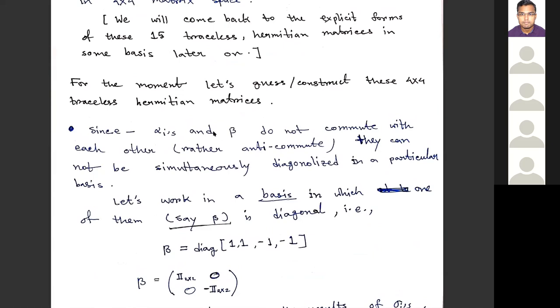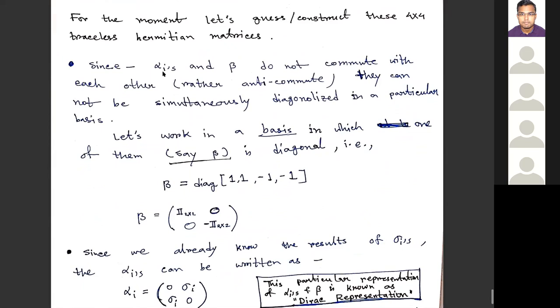Okay. Let's just do this. So we have 15 traceless Hermitian matrices in 4 dimensions. So what are these? I don't know actually, but let's try to at least construct these alpha and beta, and then check whether this is consistent with the commutation and anti-commutation relations or not.